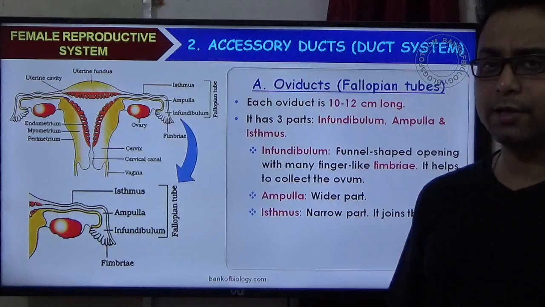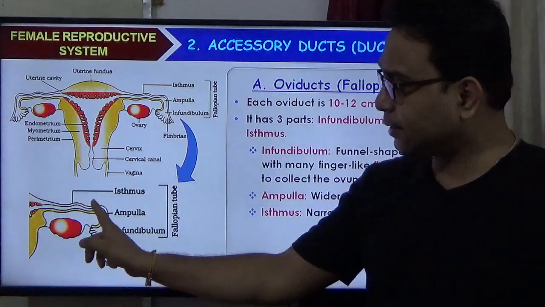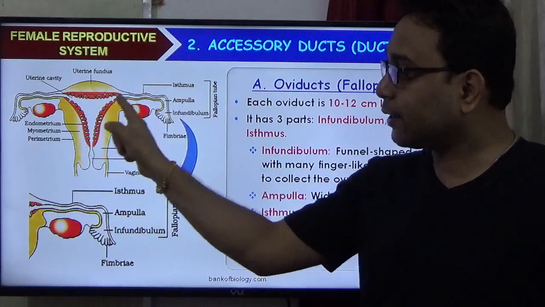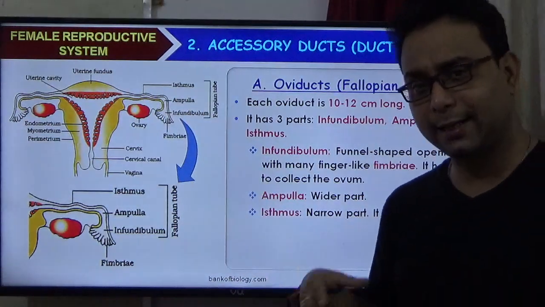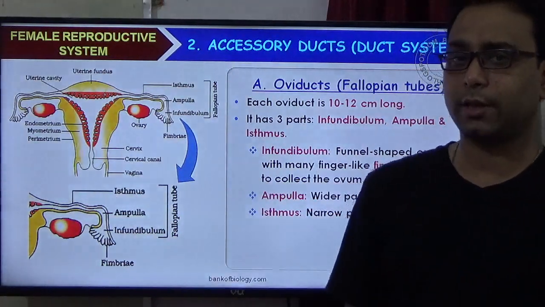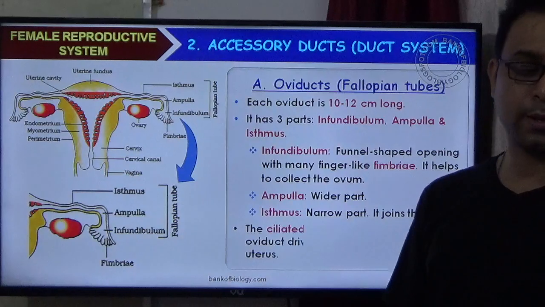But what is the function? If you compare this part, the isthmus, it joins the oviduct to the uterus. Also you can say that the function of the isthmus is joining the oviducts to the uterus, right? It is a function also.